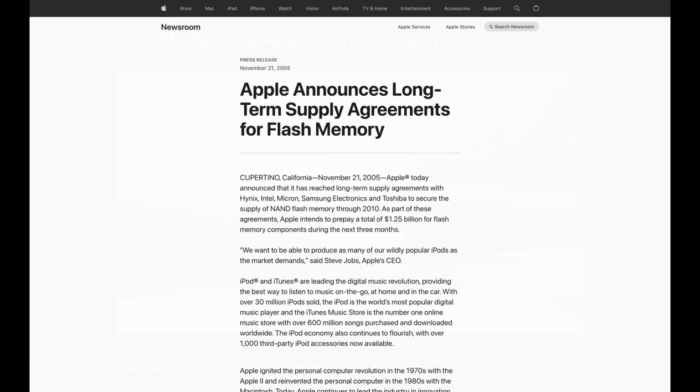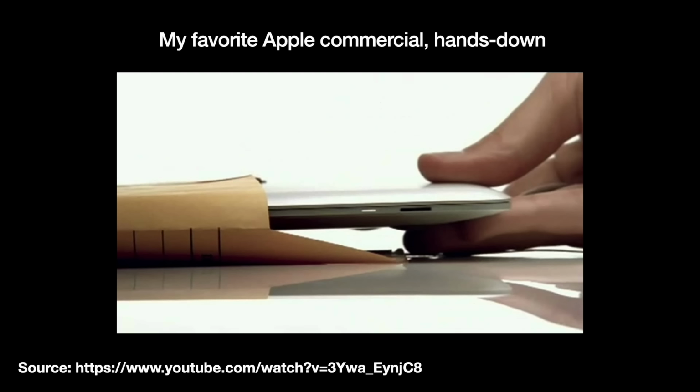Apple went on to put flash memory into almost all of their devices like the MacBook Air, iPhone, and iPad. Their products' size, durability, and portability would not be possible without NAND's insane scaling.